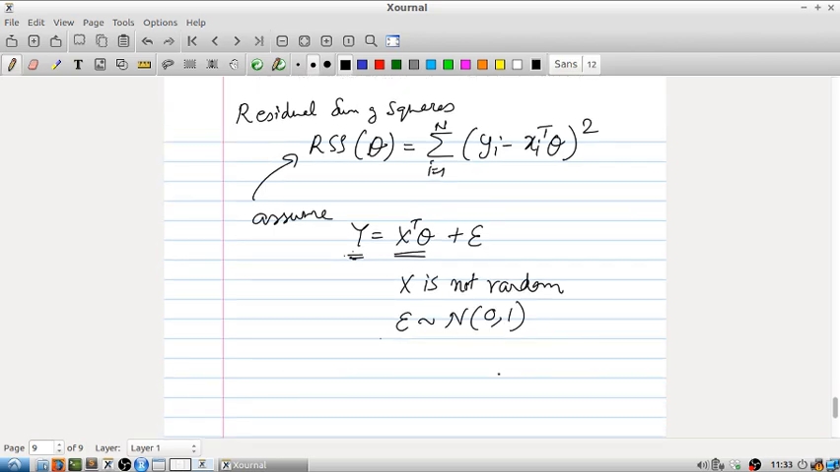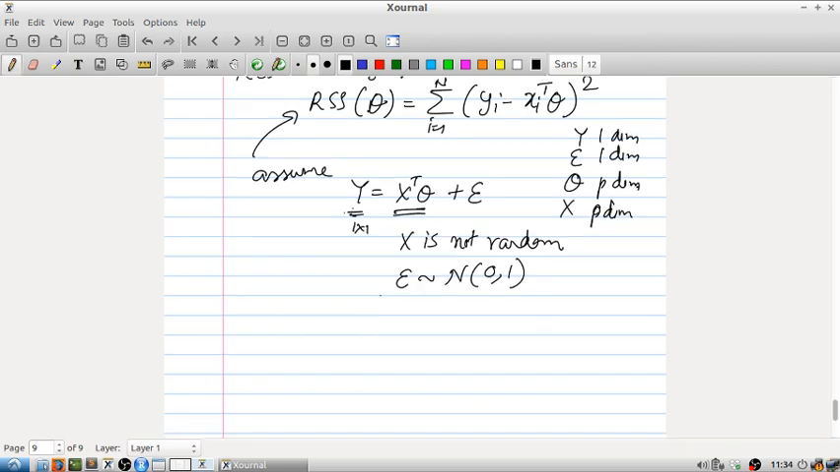Remember, in fact, if you want me to expand it out, y is, let's say, 1 cross 1, which means it's a scalar, or just one number. X is p cross 1. X transpose is 1 cross p, sorry. X is p-dimensional, and theta is also p-dimensional, and epsilon is 1-dimensional, and y is 1-dimensional. Okay.